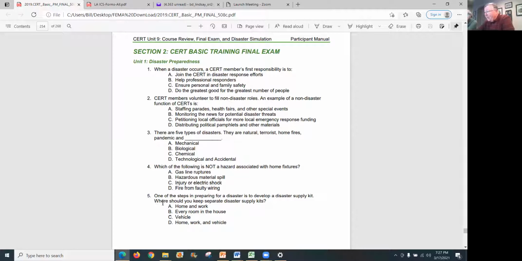Number 5, one of the steps in preparing for a disaster is to develop a disaster supply kit. Where should you keep separate disaster supply kits? Home and work, every room of your house, vehicle, home, work, and vehicle. D. Yep, D. That's correct. Whoever said D, you're great.